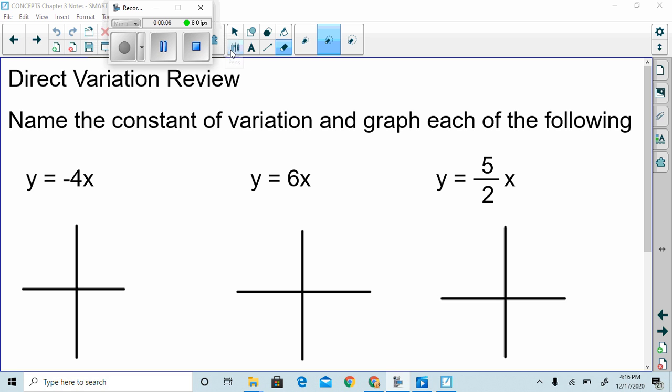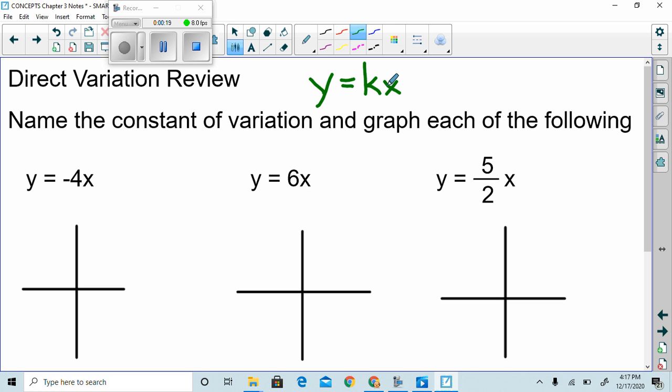Today I'd like to go back over direct variation. We spent some time talking about this model of direct variation, y is equal to kx, where k is a constant of variation. These first few problems are set up for us already in the proper form. K is equal to -4 in the first one.